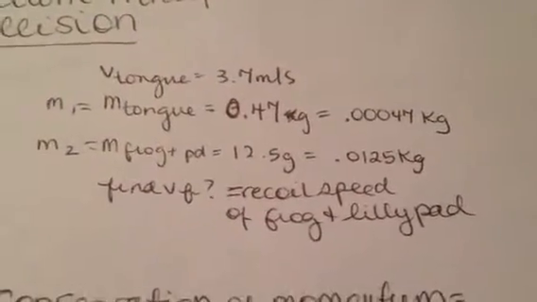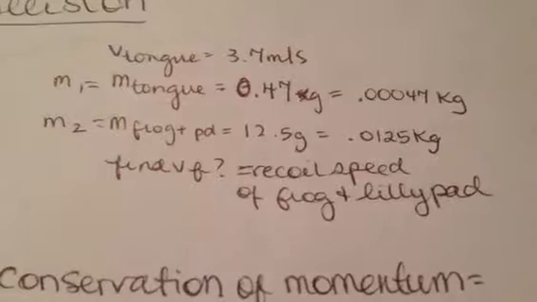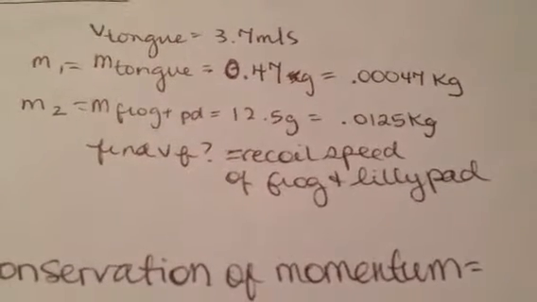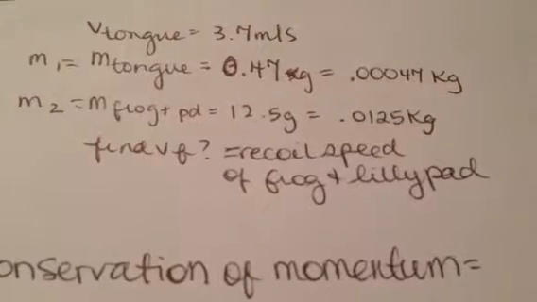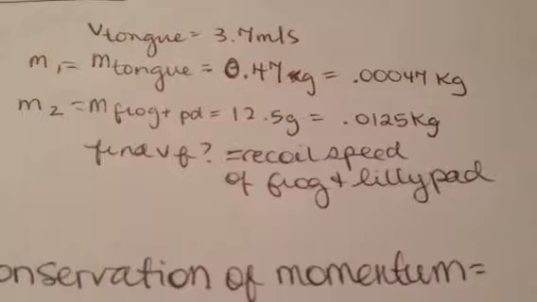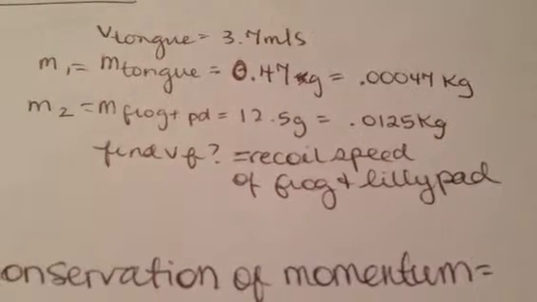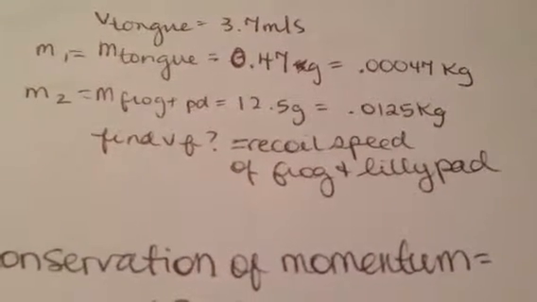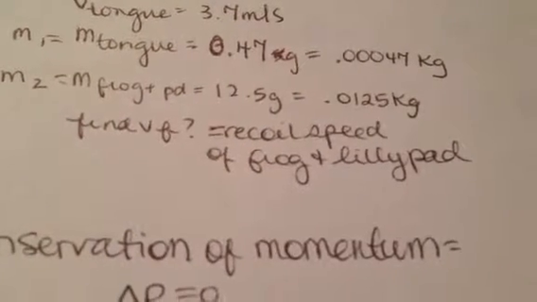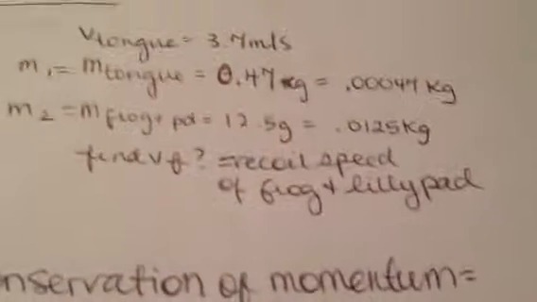So in order to find this, we are given the velocity of the tongue when he initially sticks his tongue out, the mass of the tongue, which is 0.00047 kilograms, and the mass of the frog, the rest of the frog other than the tongue, plus the lily pad, which is 0.0125 kilograms. And you needed to find the recoil speed of the frog and the lily pad.